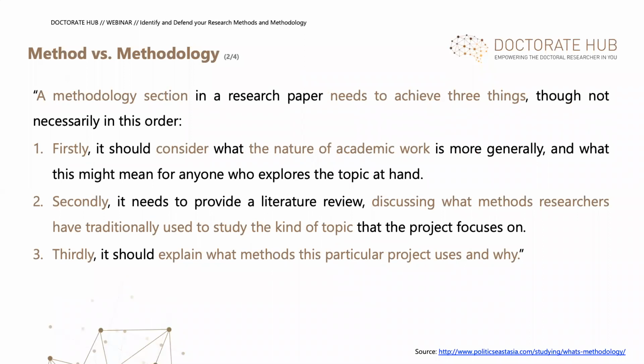Now, the methodology section in a research paper needs to achieve 3 things, though not necessarily in this order. First, it should consider what the nature of academic work is more generally and what this might mean for anyone who explores the topic at hand. Secondly, it needs to provide a literature review discussing what methods researchers have traditionally used to study this kind of topic. Thirdly, it should explain what methods this particular project uses and why.